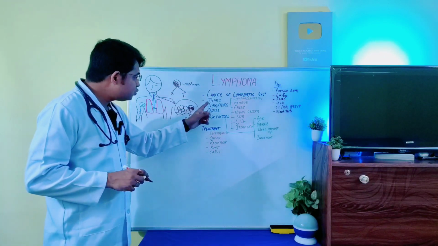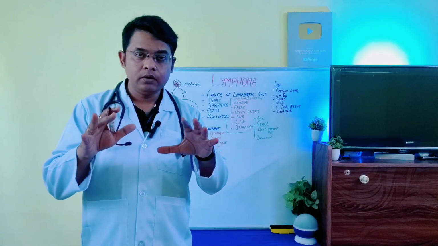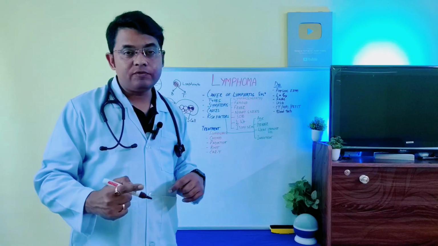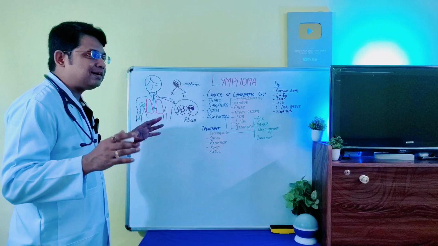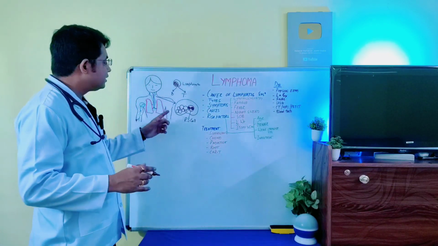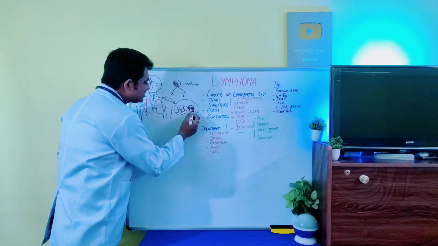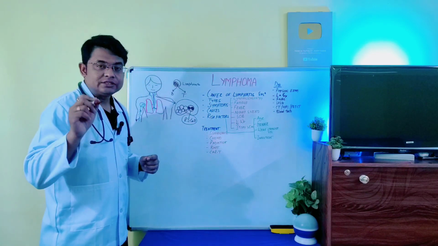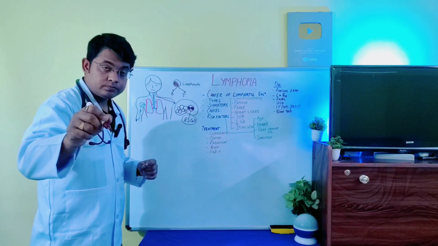Now, what are the types of lymphoma? Lymphomas can be classified grossly into two types. The first one, that is Hodgkin's lymphoma, and another one that is non-Hodgkin's lymphoma. Now let's understand what is Hodgkin's lymphoma. Hodgkin's lymphoma is a type of lymphoma where you will find a special cell that is known as RS cell or Reed-Sternberg cell. These cells are seen under microscope.